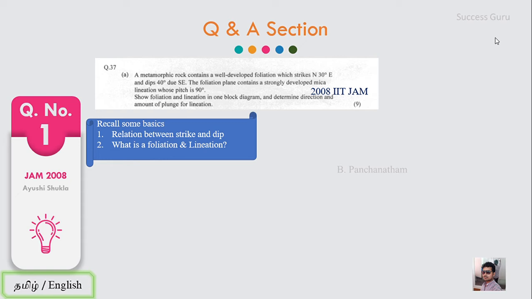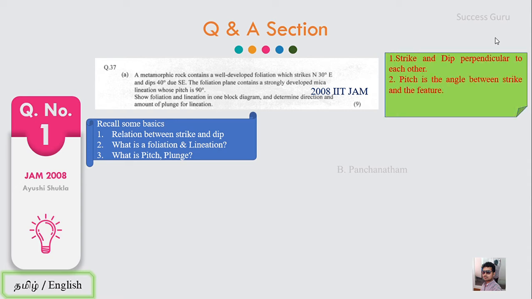As you know, foliation is a planar structure. For any planar structure in structural geology, we can go for a calculation of strike and dip. That is why they are given in the question as strike and dip. And a linear structure is like a single line, so for a linear structure, we can go for pitch and plunge. Let us recall what the pitch and the plunge are. The pitch is the angle between the strike and the particular feature, and the plunge is the angle of inclination of that feature from the horizontal. Is that clear? So with this outline, we will try to answer the question.